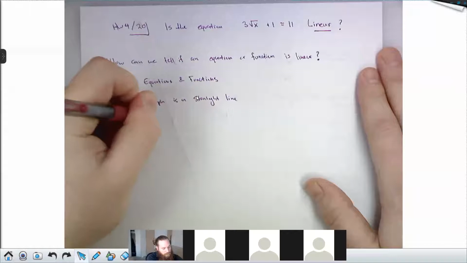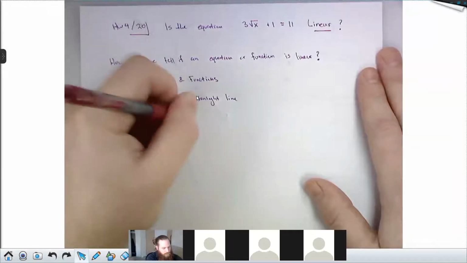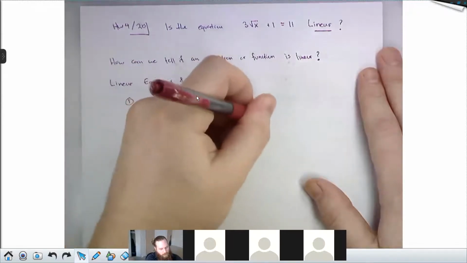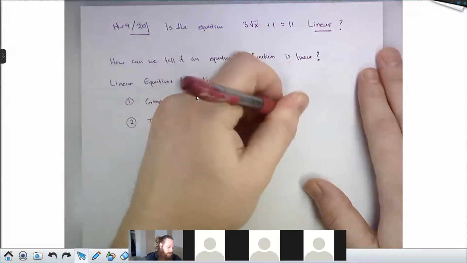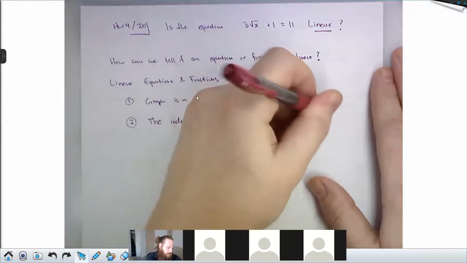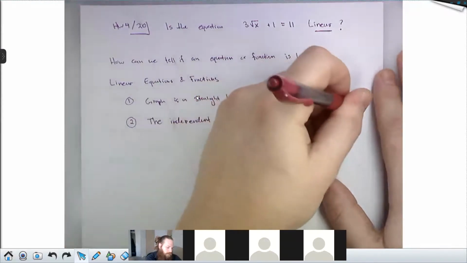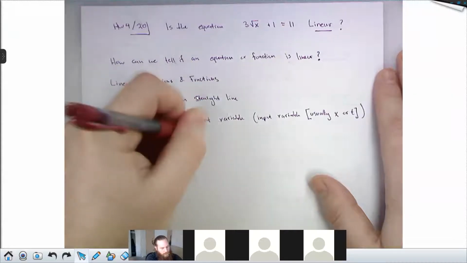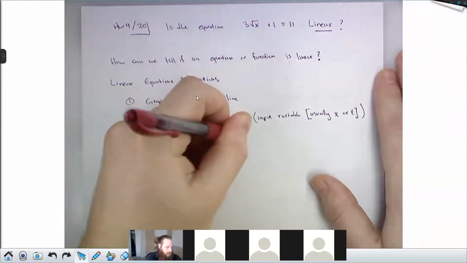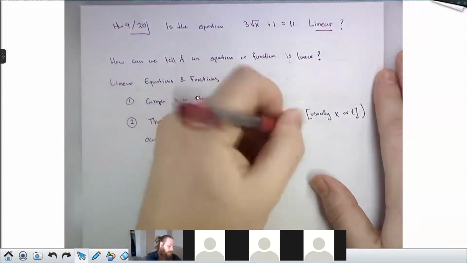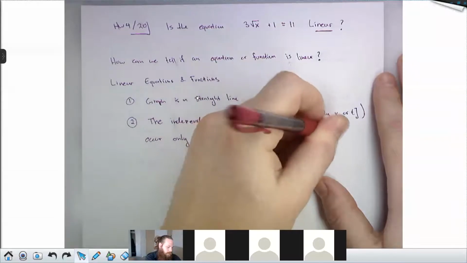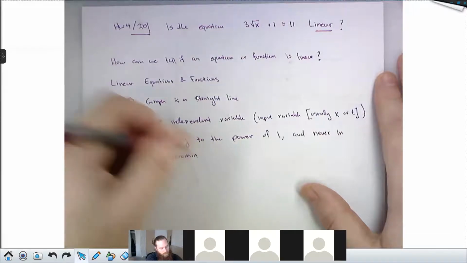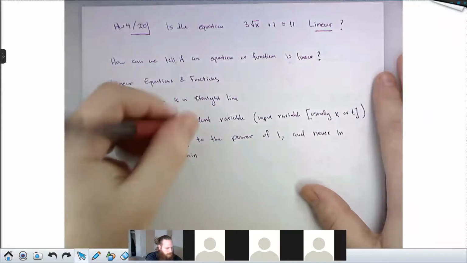Two, the independent variable, which is the input variable, usually x, or sometimes t, sometimes it'll be other things, must occur only to the power of 1 and never in the denominator of a fraction. Remember, having a variable downstairs is like having it to a negative power.